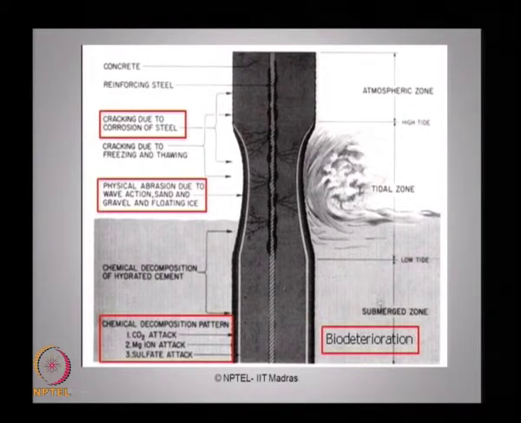This is what we call biodeterioration. Instead of chemical degradation, a new name is available in the literature because this is present in the concept of biological degradation along with the chemicals present in seawater.